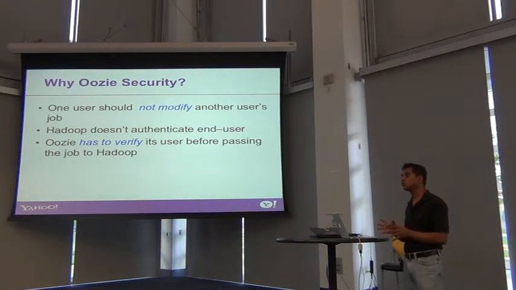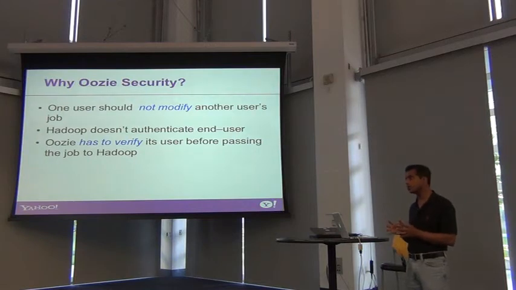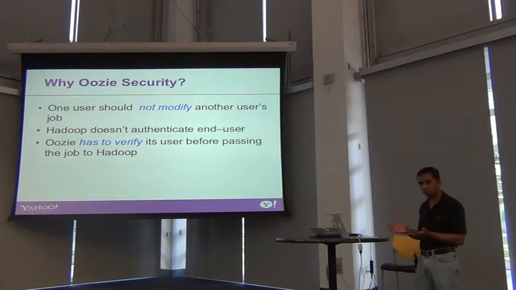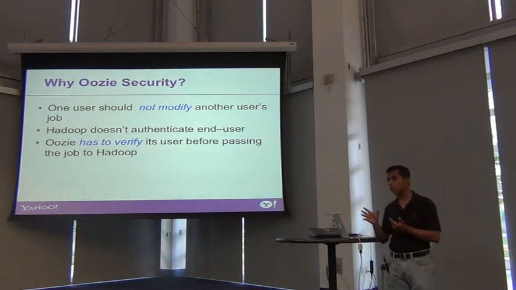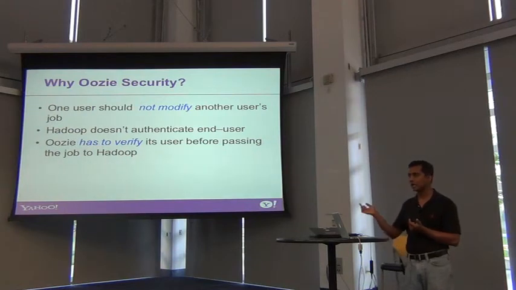But you know, in most enterprise-level applications, where there is a true multi-tenant system, security is a must. So we designed both. We are supporting both. You will see why we need it. As I already mentioned, multiple users are supported. One person should not modify another person's job. We need to make sure of that. The other requirement I already mentioned is that Hadoop checks Oozie, not the end user.